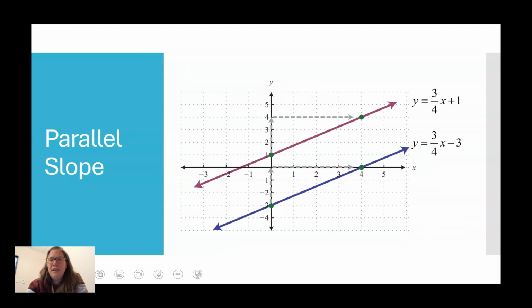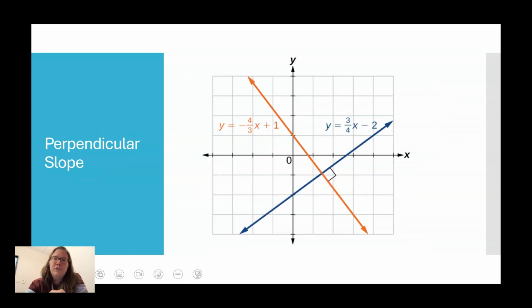So here we can see our parallel slopes, 3/4 and 3/4. My lines are going and never touching as they go through space. Perpendicular slope meets at this perfect right angle, and we've got 3/4 and -4 over 3. If we multiply those, we get -1 as our answer.